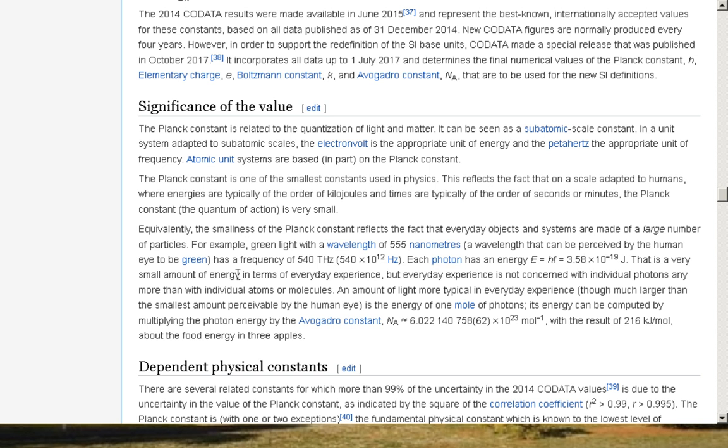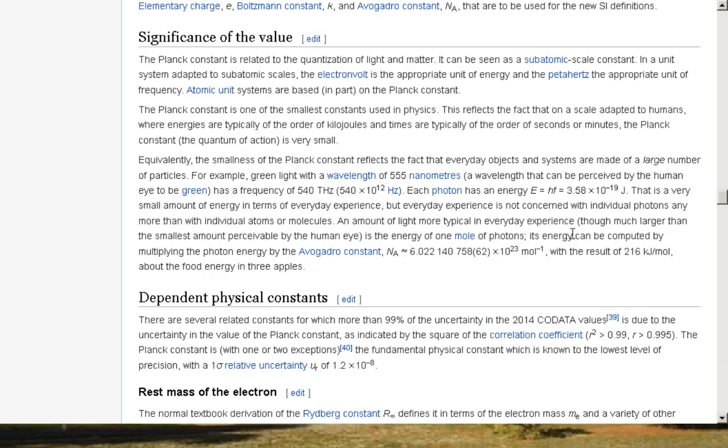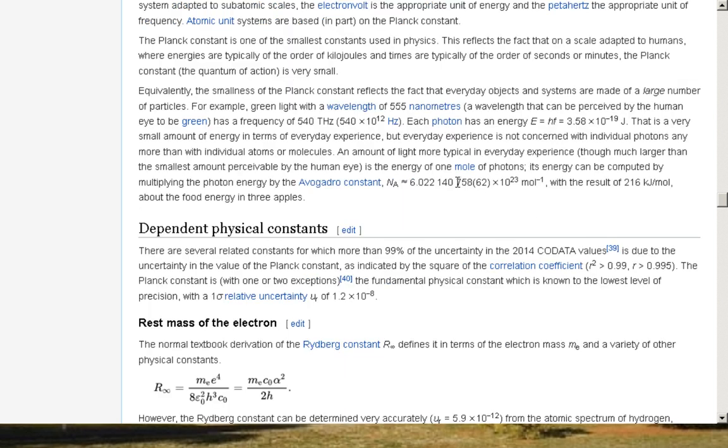Green light is well interpreted by human eyes, a frequency of 540 terahertz. Each photon has an energy of so many joules. That is a very small amount of energy in terms of everyday experience. But everyday experience is not concerned with individual photons any more than individual atoms or molecules. The energy is computed by multiplying the photon energy by the Avogadro constant, with a result of 216 kilojoules per mole. About the food energy in 3 apples. That's cute.